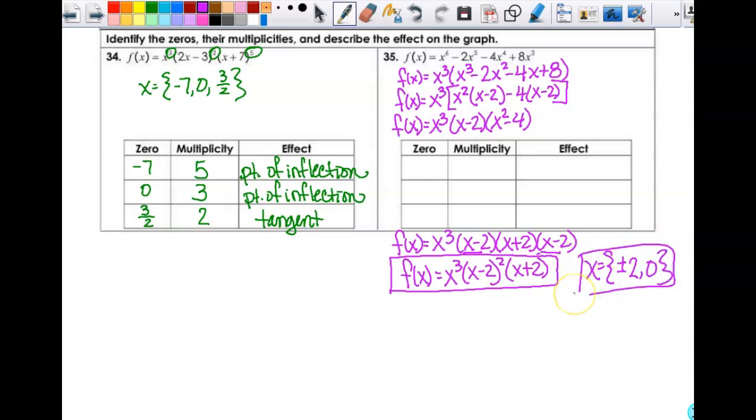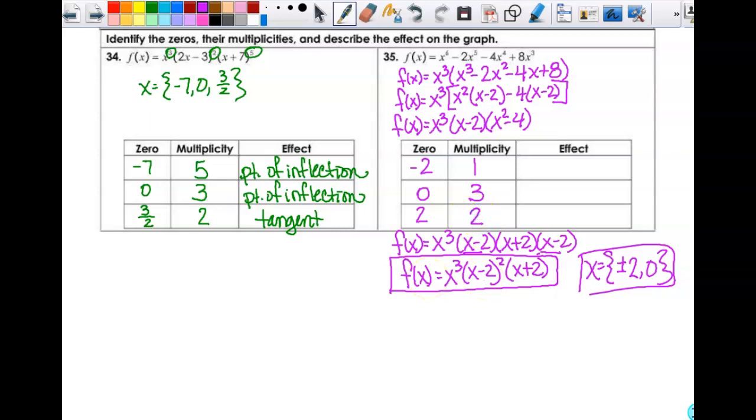Okay, so I have a negative 2, a 0, and a 2. So negative 2, the multiplicity is 2. 0, the multiplicity is 3. Oh, not negative 2 is not multiplicity of 2. Dang it. Sorry about that. Negative 2, the multiplicity is 1. 0 is 3. 2 is a multiplicity of 2.